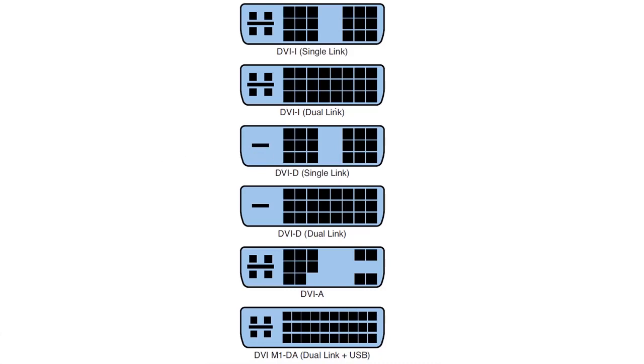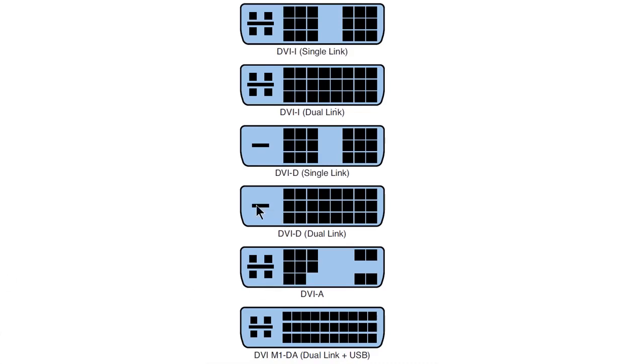Now, the other thing is the difference between single link and dual link. And what this means is, well, first of all, if you look at the single link, you see there's a piece missing here as far as the pins go. Dual link, that's filled in. And the same thing with DVI-D. Single link section is missing. Dual link, the pins are filled in. You have all the pins. And what this means is if you want to split the signal, you have to have a dual link.